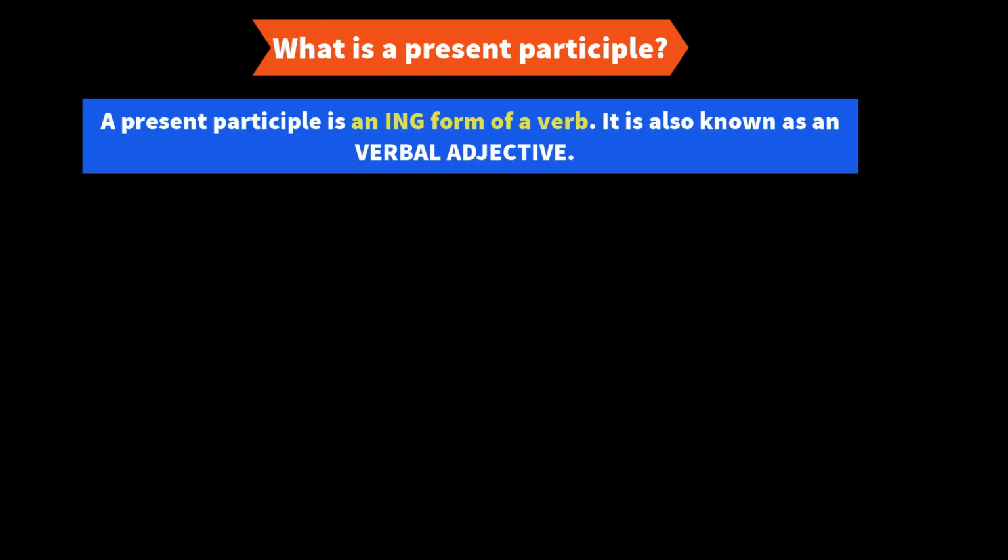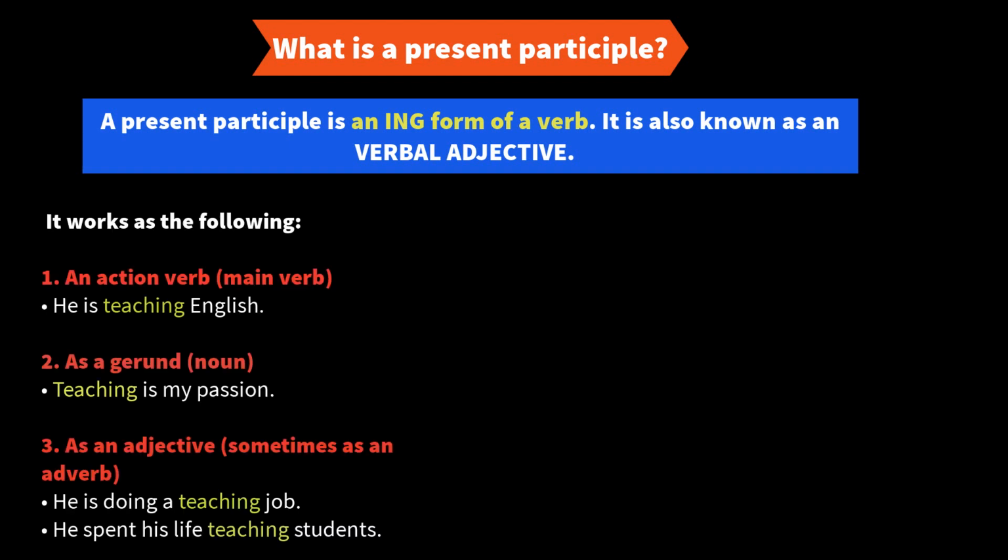Let's do this. Alright guys, now let us understand what is a present participle. A present participle is nothing but an ing form of a verb, ending with ing, that can work as an action verb, as a gerund, that means a noun, and as an adjective, right? Let me show you some examples and make you understand.